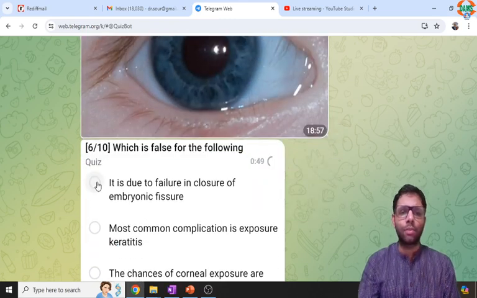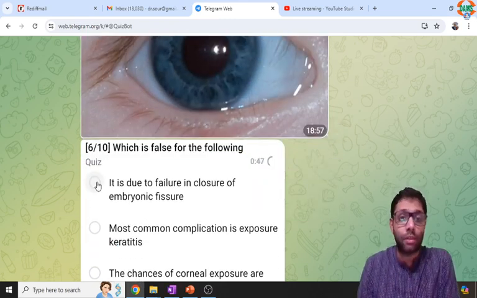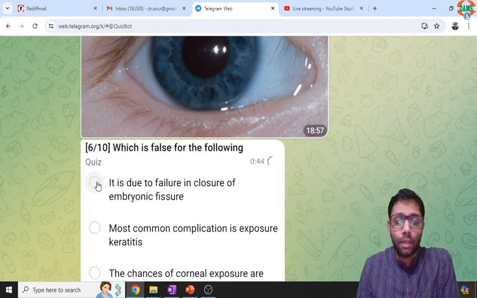So A is the answer because, remember my words, eyeball colobomas are formed by failure of the embryonic fissure, not eyelid coloboma.